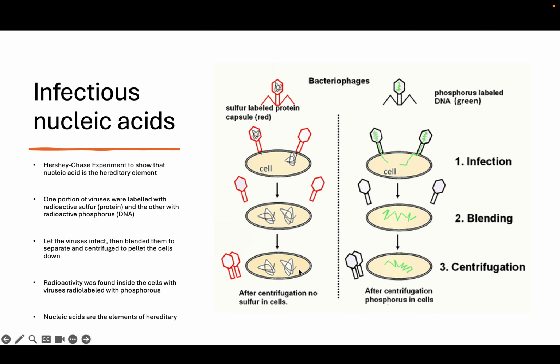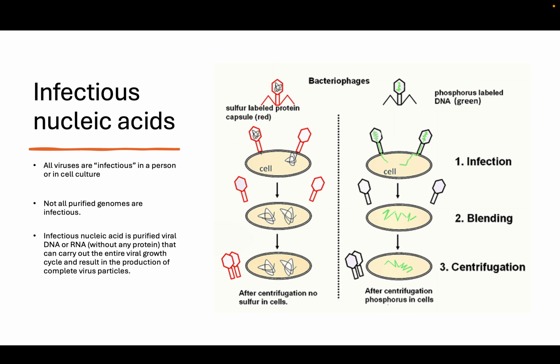They realized that in the case where you label sulfur, there was no red, there's nothing. But in the case of the green, it was actually inside the cell. So this told them, aha, what is actually the hereditary thing entering the cell and replicating is DNA. It is literally DNA that is the hereditary element that a virus possesses.